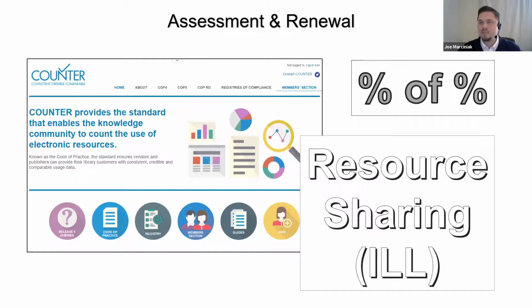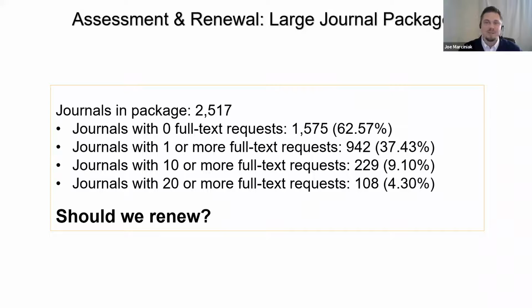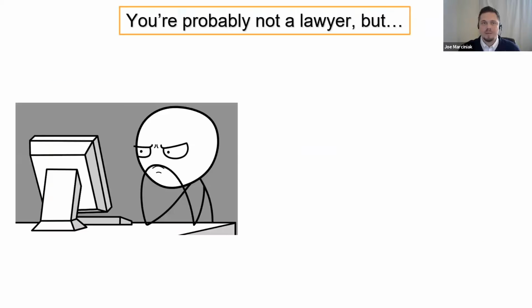And then you want to look at percents of percents, which sounds kind of silly and confusing, but here's a real example of a large journal package that we were renewing. I wanted to know what percent of the package was being heavily used. It turns out that of the journals with 20 or more full text requests, we had 108 in this package of 2,500. So even though 1,500 had no uses whatsoever, it still would have been more expensive to subscribe to these 108 journals individually. So don't always just look at overall usage of a resource. Dig down as far as you can to find out what's really being used inside of a package.